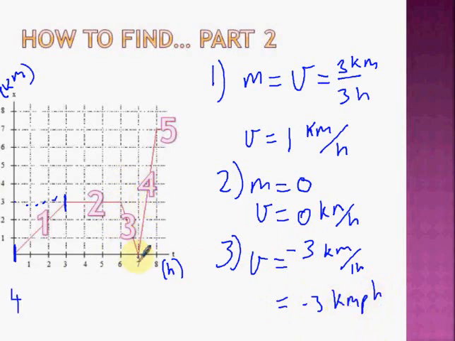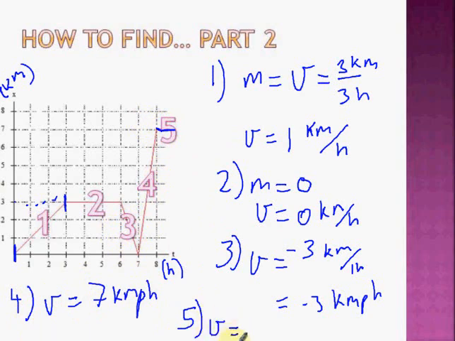For number 4, we're going at a very fast rate because within 1 hour we're covering 7 kilometers. So the velocity in this case is going to be 7 over 1 kilometers per hour. And then lastly, the speed for number 5, which is this horizontal line right here. I will not say; I want you to decide what that velocity is. So when I check my students' notes, I'm going to be looking for a value right here.